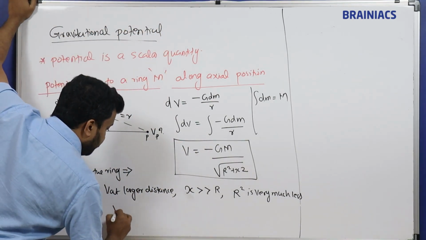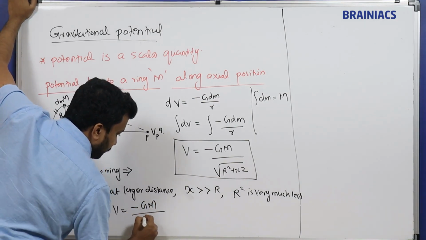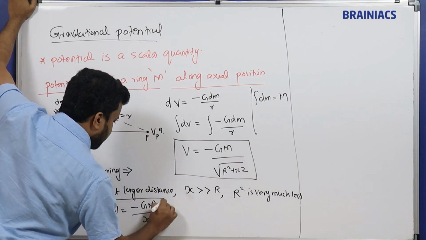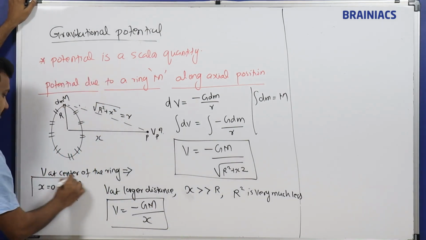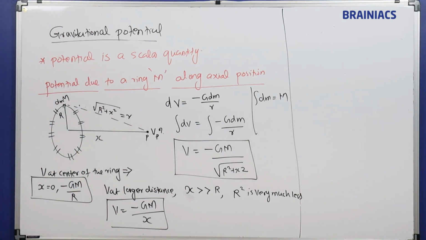So V is equal to minus GM divided by root x square. Root x square means x. So the potential at a larger distance and the potential at the center, these two values have to be remembered.